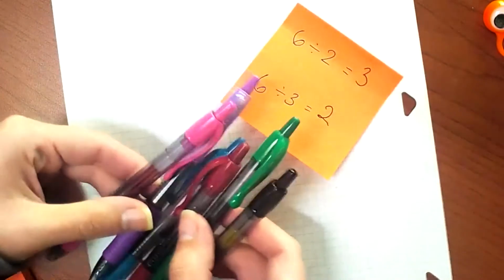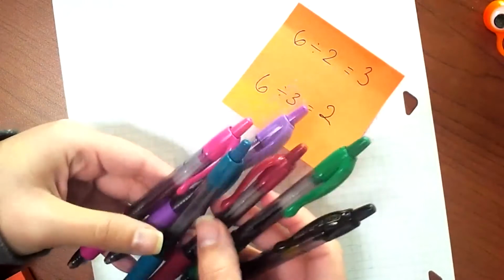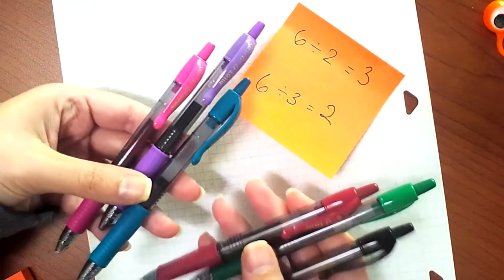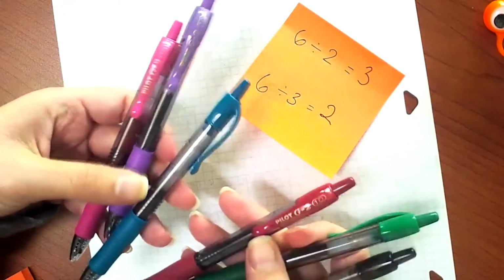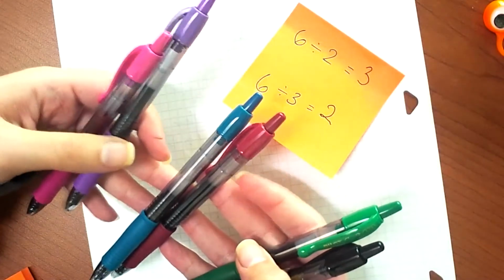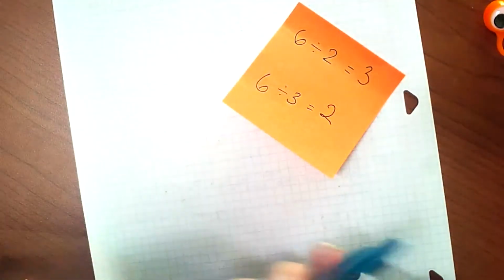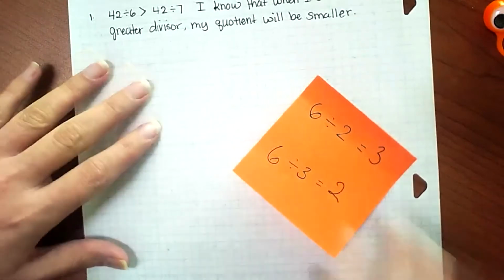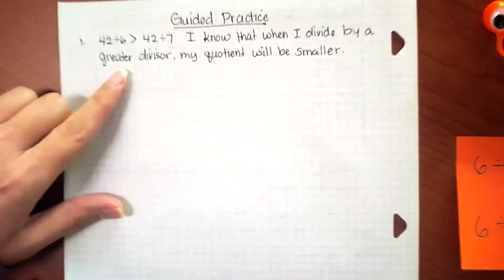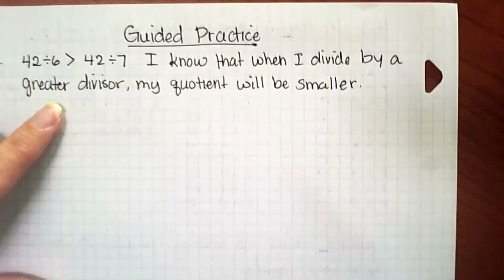So this is true for all numbers. So if I was dividing, again, I'll show you guys, I have 6 pens. If I want them in 2 equal groups, each person gets 3 pens. If I want them in 3 equal groups, each person will only get 2 pens because I have to share it more often and with more people. So the greater your divisor, the smaller your quotient.